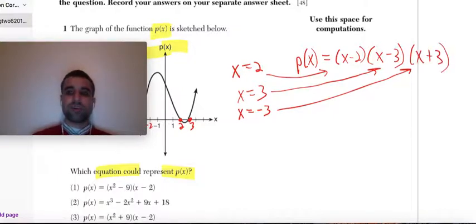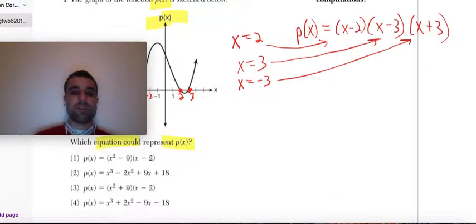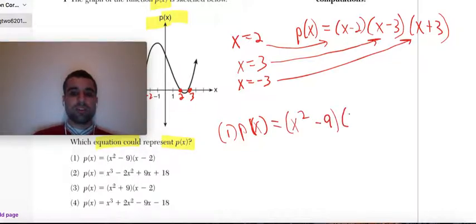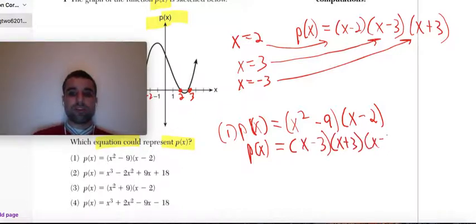Because if we set x plus 3 equals 0 and solve, that's how we get x equals negative 3. If we set x minus 2 equals 0 and solve, then we get x equals 2. So we want to see which of the choices give us something of that nature. Choice 1 gave us p of x equals x squared minus 9 times x minus 2. If I factor x squared minus 9, it's a difference of squares. We get x minus 3, x plus 3, and x minus 2, which is the same thing.